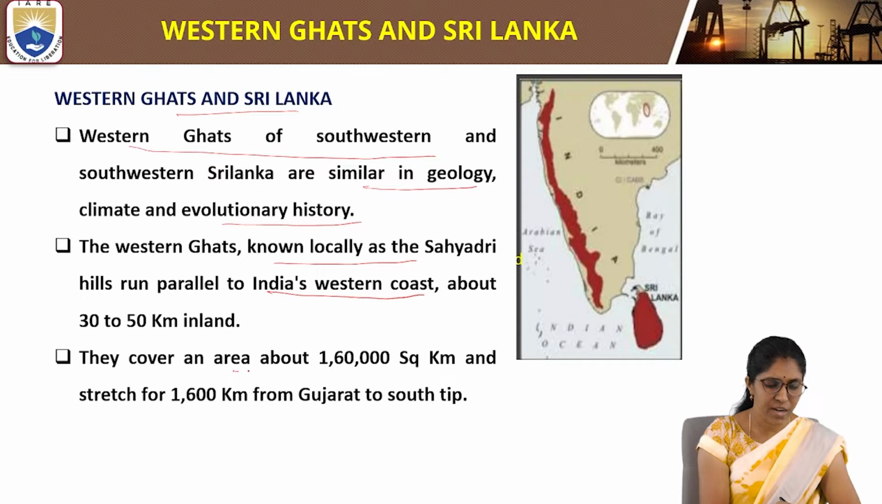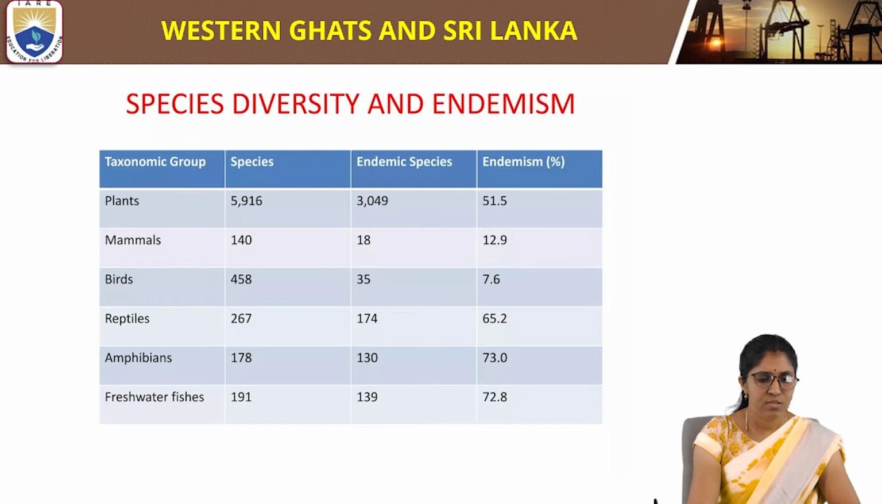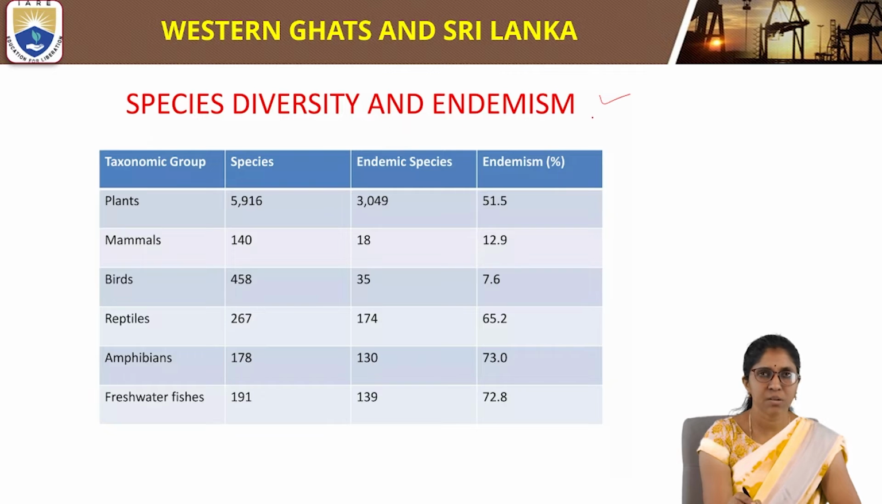So they cover an area of about 160,000 square kilometers and stretch for 1,600 kilometers from Gujarat to the southern tip. This is about the Western Ghats and Sri Lanka. Here in the Western Ghats and Sri Lanka, this is a table that explains species diversity and endemism.